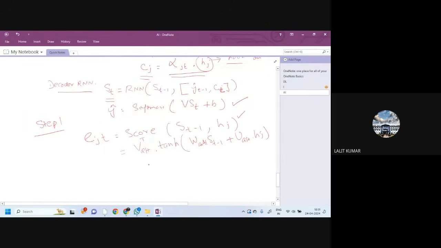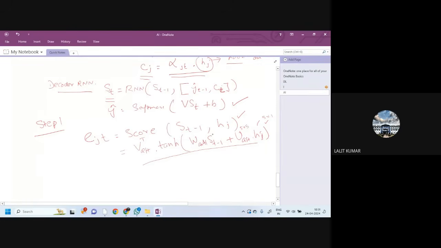When we do this calculation, if the h_j dimension is, for example, in this case, 5 into 1, the U can be, for example, 5 into 5. So this will give us a 5 into 1 vector. Similarly, here, s_t-1, I say, is also a 5 vector, but in this case it is 4.